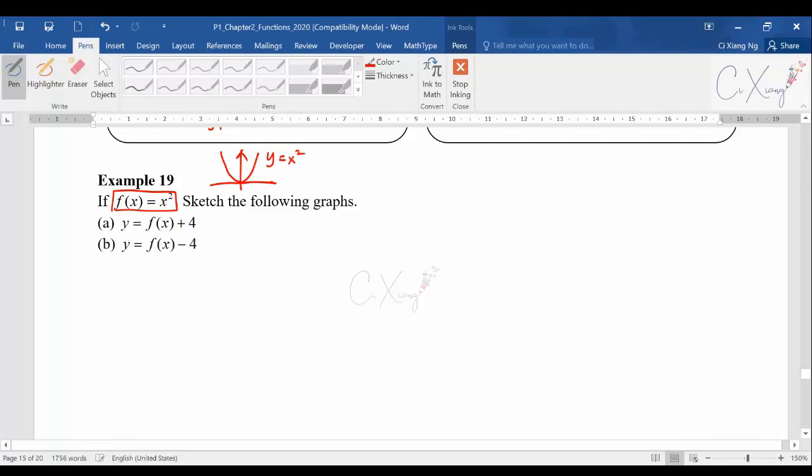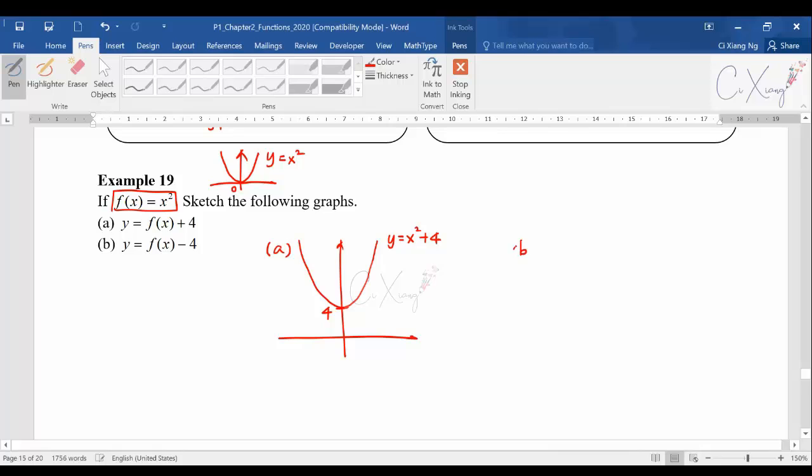When they're talking about y equals f(x) plus 4, you're having plus 4 outside the basic function, that means you are going to shift your graph 4 units up. When you shift your graph 4 units up, it is still a U shape, and you already move up 4 units. So that means this smallest value will be 4, because originally it is 0. So you can label it as y equals x squared plus 4.